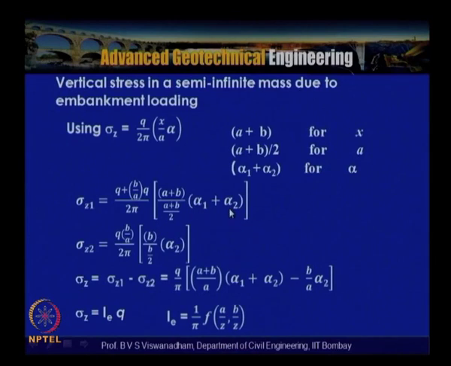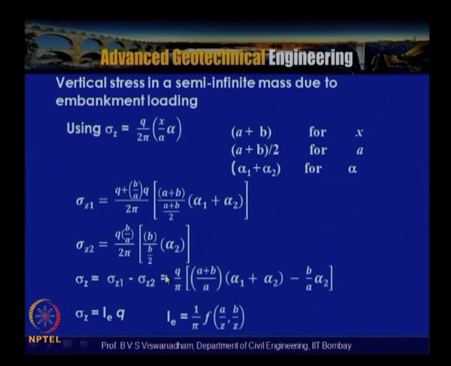Now, into alpha 1 plus alpha 2. Similarly for sigma z2, which is nothing but q into b by a into 2 pi into b by 2 into alpha 2. So, when we take the difference, sigma z is equal to sigma z1 minus sigma z2, which is nothing but q by pi, where q is the magnitude of the embankment load.